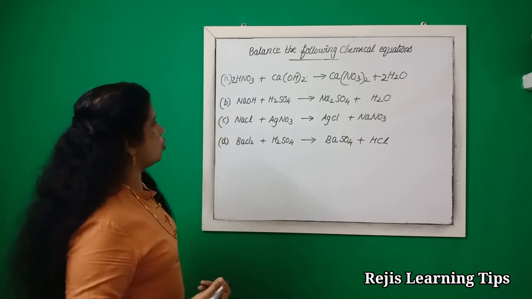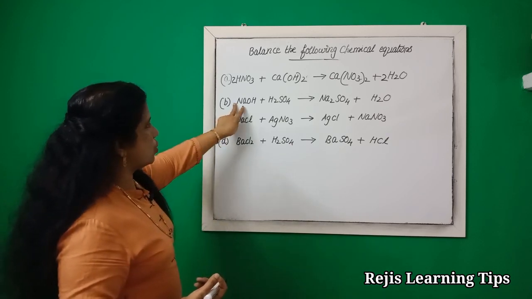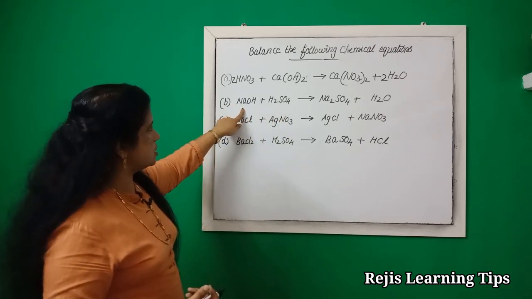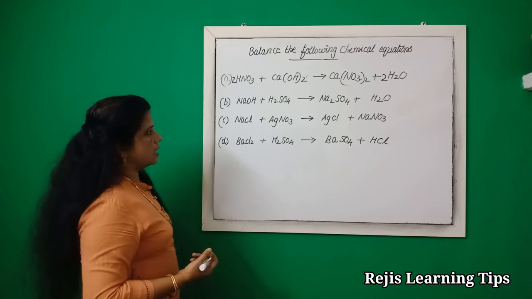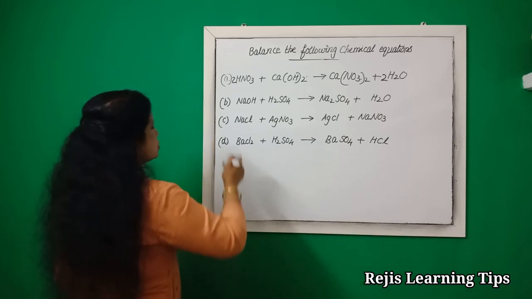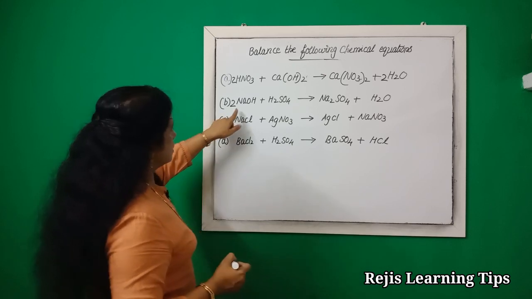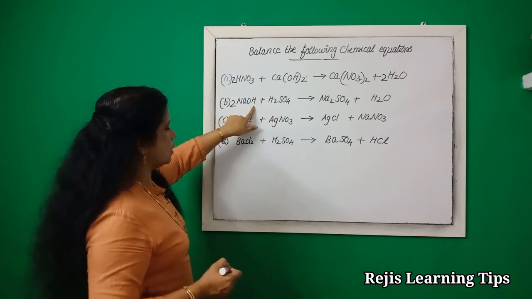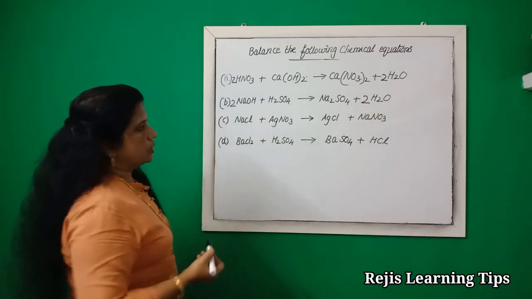Okay, then next NaOH plus H2SO4 gives Na2SO4 plus H2O. Okay, here sodium, only one sodium atom is here in this reactant side, but in this case two sodium atoms are there, so this equation is not balanced. So we can balance this equation by, first we can balance sodium, so we can put here 2 NaOH, then two hydrogen atoms are there. 2 plus 2 means that is total 4 hydrogen atoms. Here 2 hydrogen atoms and here also 2 hydrogen atoms, so we can balance hydrogen atoms by putting 2 there.